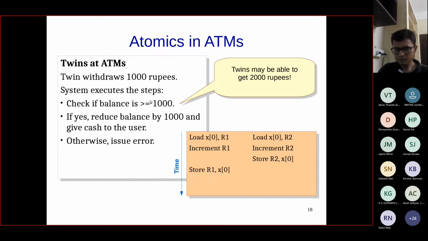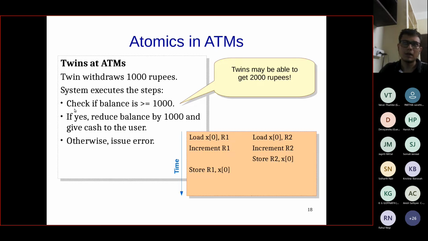two statements: checking of the balance and reduction of the balance by that particular amount should be done atomically. If checking and reduction of the balance are done atomically, then this scenario will not happen, where two twin brothers or sisters might end up getting 200 rupees. That is what is done in ATMs, or in normal banking systems, where the checking and the reduction are done atomically.